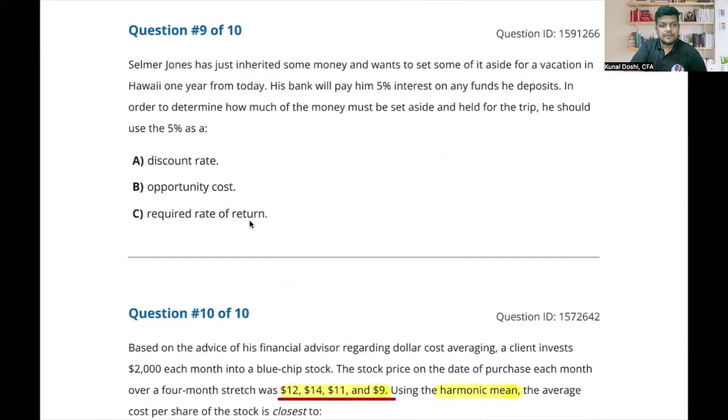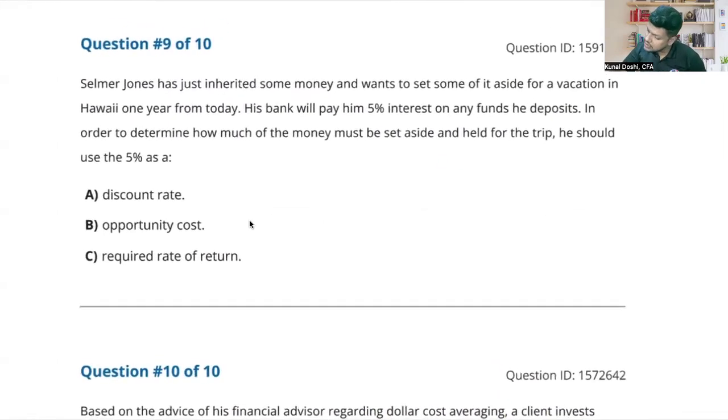10th we've already done. Selmer Jones has inherited some money and wants to set some of that aside for a vacation in Hawaii 1 year from today. His bank will pay him 5% interest on any funds he deposits. In order to determine how much money must be set aside for the trip, basically, he wants to know what should be the present value. He should use 5% as. So suppose he needs $10,000 for his vacation after 1 year.